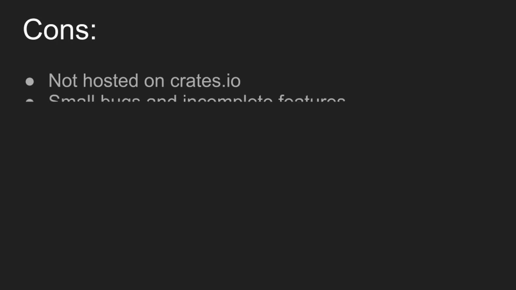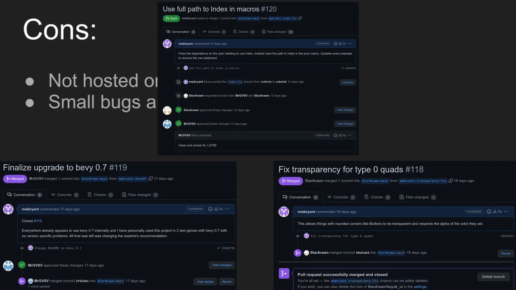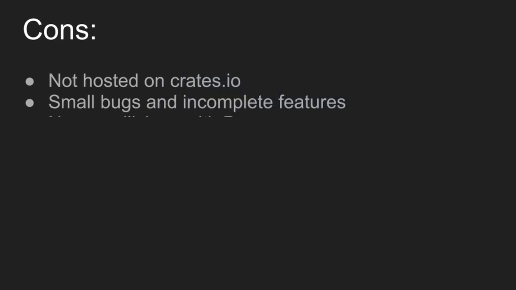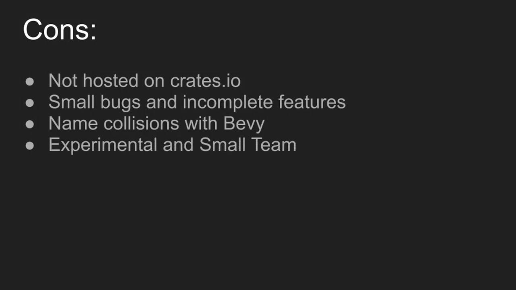However, before we start, there are a couple of cons I want to go through. First, the crate is not on crates.io, so you'll need to add it to your toml by git and build the docs locally yourself. There's also many small bugs and missing features, but so far they've been very receptive to small bug fixing pull requests. The library uses many of the same names as Bevy, including names like app and keycode, which require careful handling to prevent weird collisions. Kayak is also experimental and developed by a small team, so updates and Bevy version changes may be a bit slow.